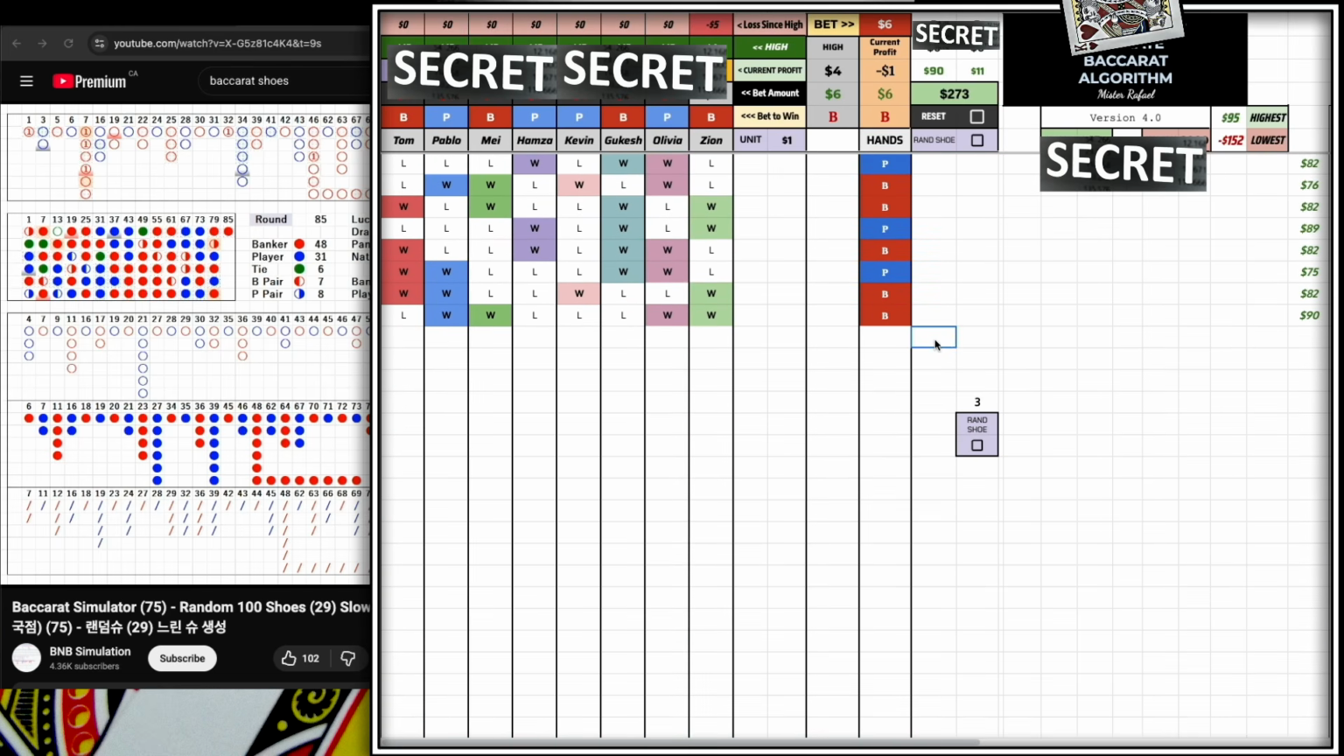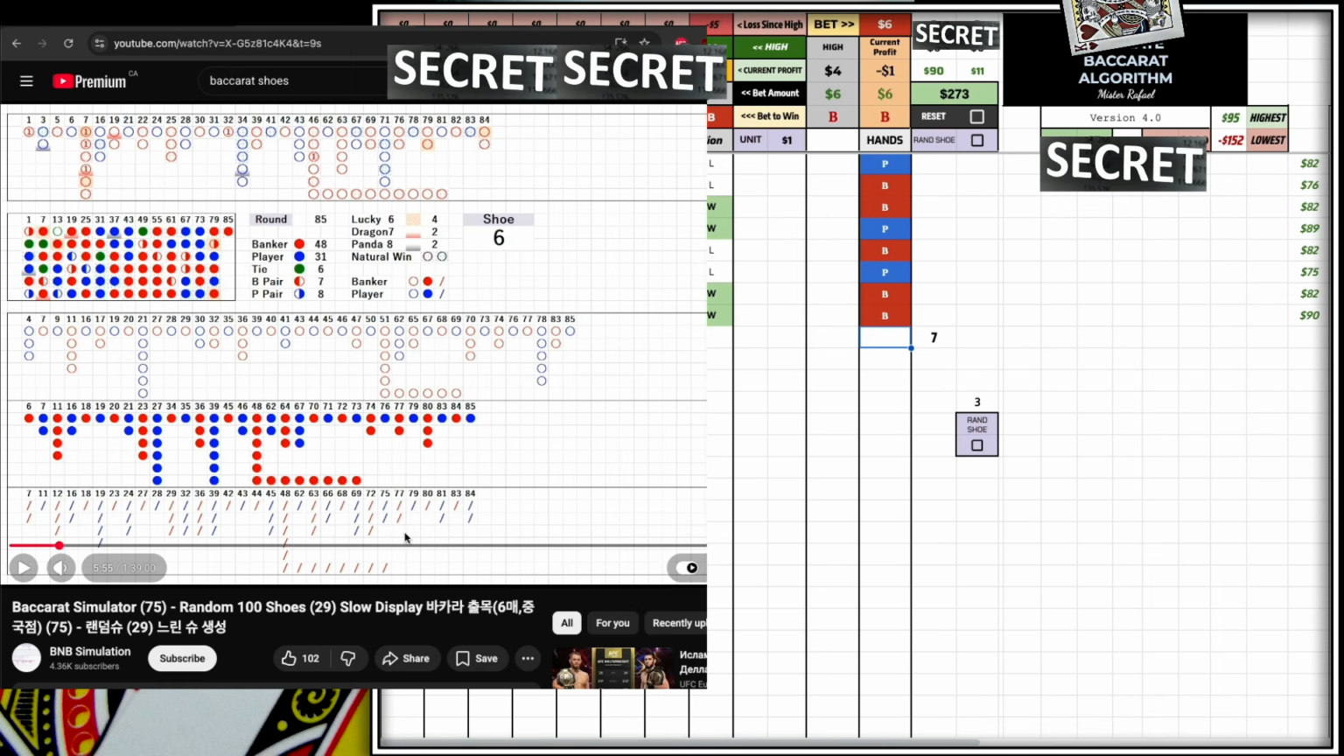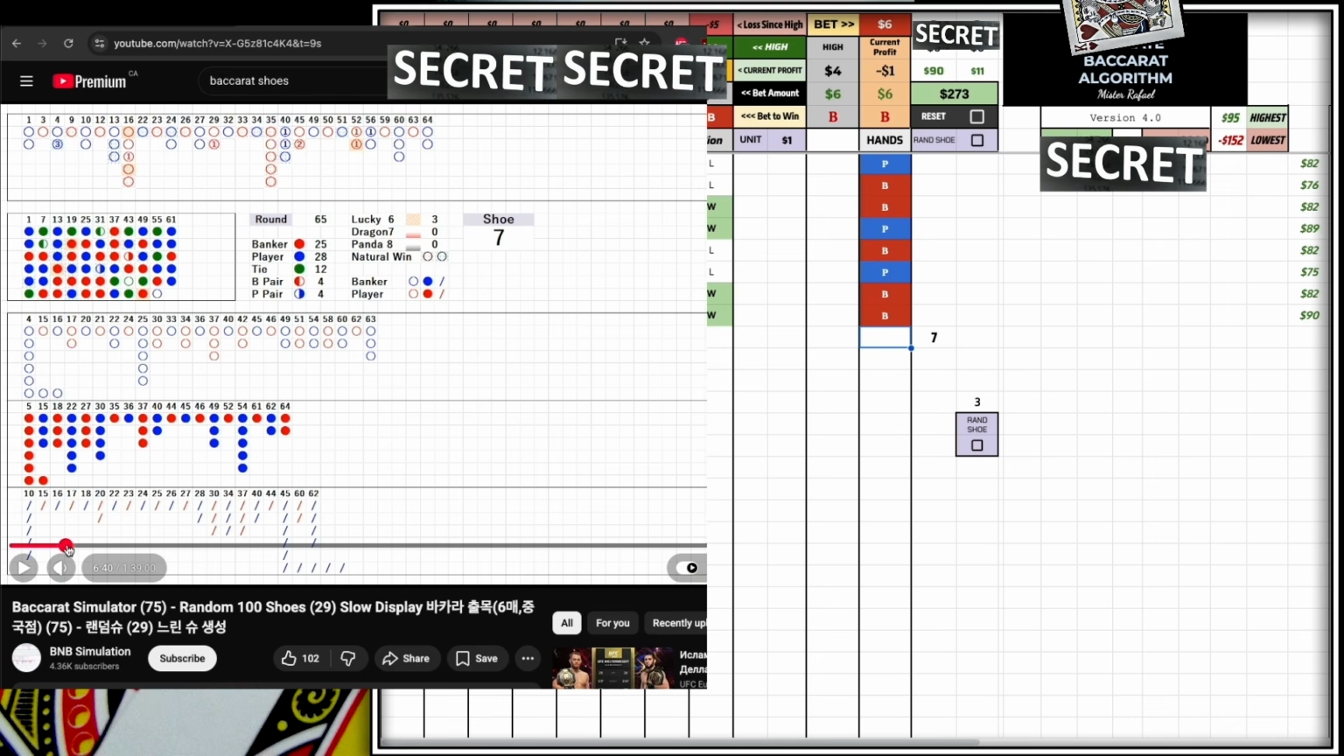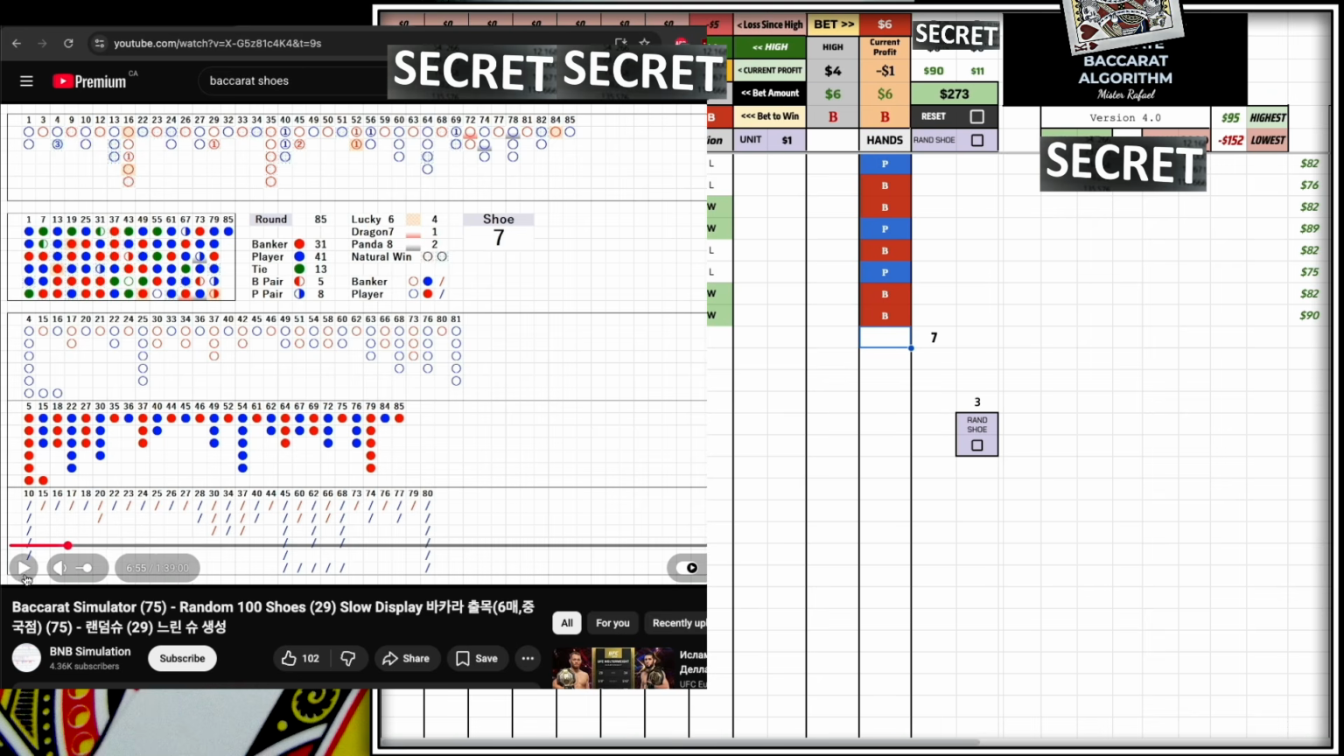Let's keep going here. So next one will be shoe 7. So you see on occasion it needs a third shoe. Just need 5 more units. So you know what? Let's just go for it. All right, shoe 7. So this is the third shoe, right? Here we go.